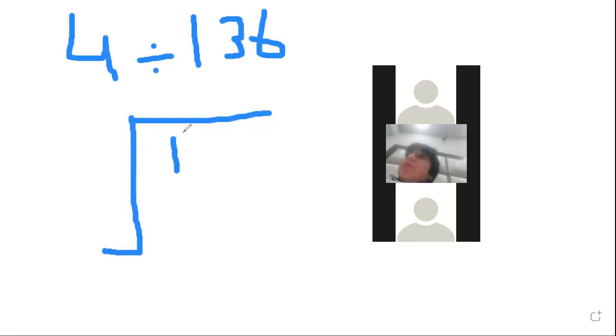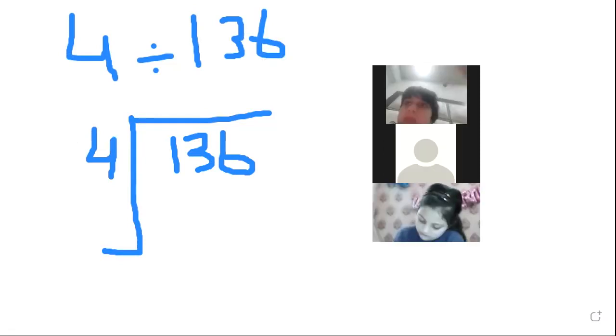First, solve this question. Hurry up. 136 will be inside the division box and 4 will be outside the division box. Now, please solve this question, Azan, Sila, Visma and Abira. Hurry up, solve this question. First, tell me, is there 13 in the table of 4?